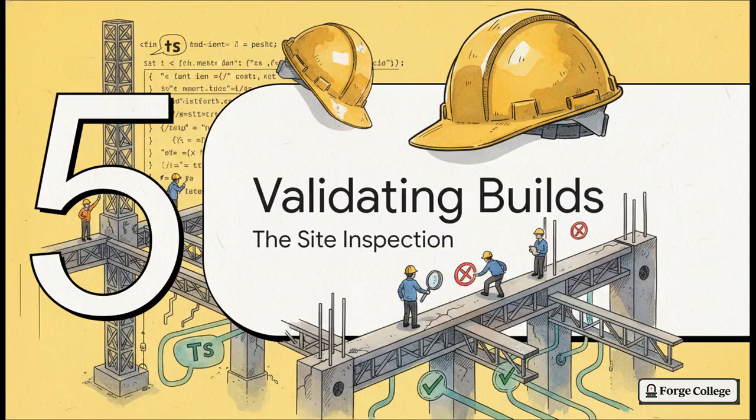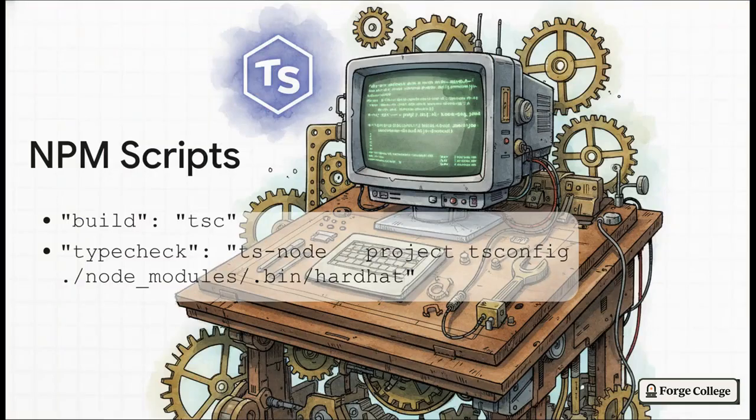Section 5, validating builds. Let's perform the site inspection. Let's put on our hard hats, pun absolutely intended. To make our lives a whole lot easier, we'll add these 2 utility scripts directly to our package manifest. The build command simply calls the TypeScript compiler to inspect our work. The typecheck command uses TS node to run hardhat directly in memory with typechecking active. This means we can easily command our system to verify everything with just a couple of quick keystrokes.